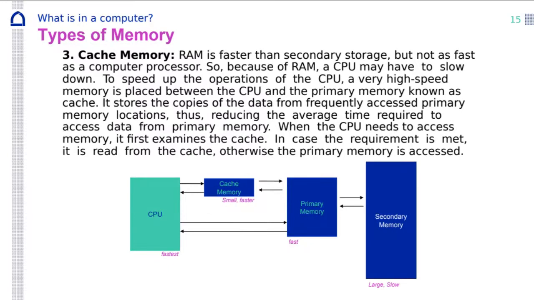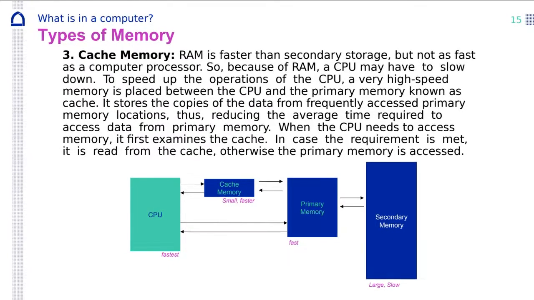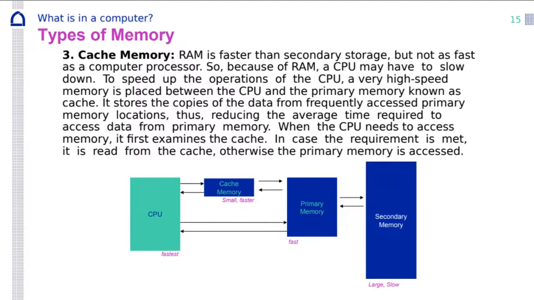We have also another type of memory. It's called cache memory. So we have RAM is faster than secondary, cache is faster than RAM, but your processor is even faster. So to speed up the operation of your CPU, you need to put a very high speed memory between the CPU and the RAM. We call this memory cache, and it's more expensive than RAM, by the way.